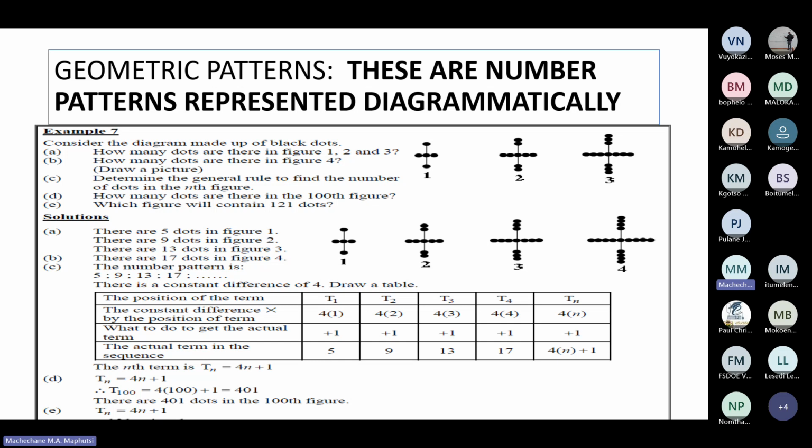If the question says determine the general rule, the rule will be Tn equals 4, which is our constant difference, multiplied by the position of the term, plus 1. So for us to get T100, we just substitute 100 for n, multiply, then add 1, so the answer will be 401, meaning that there are 401 dots in the 100th figure.